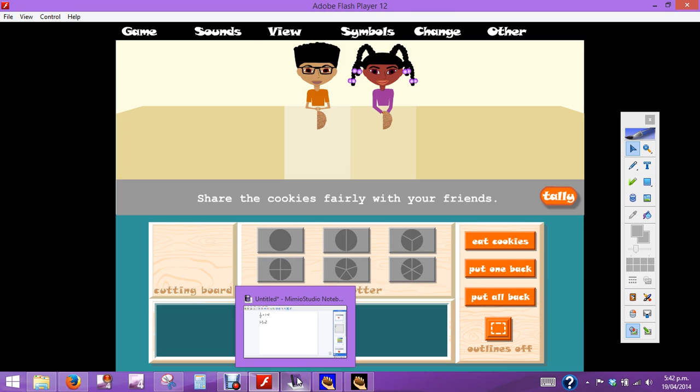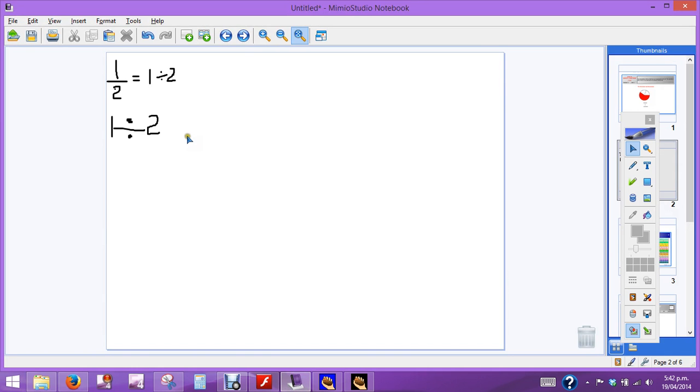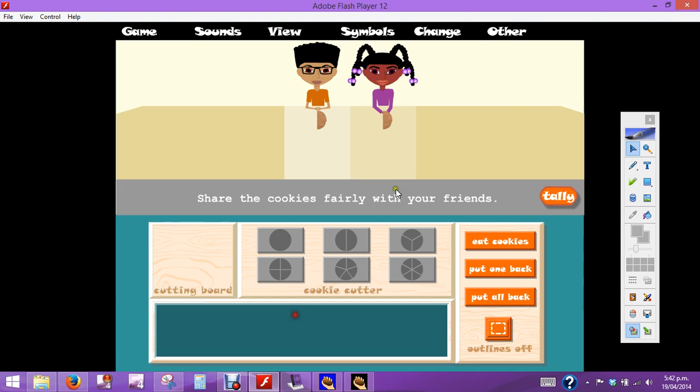I hope you're making links here with improper fractions or less than 1. So this idea, this division of starting with 1 and dividing by a bigger number or sharing with more than one person, is giving us a smaller piece than 1. So that size cookie, a half, is less than 1. Let's have a look at another one.